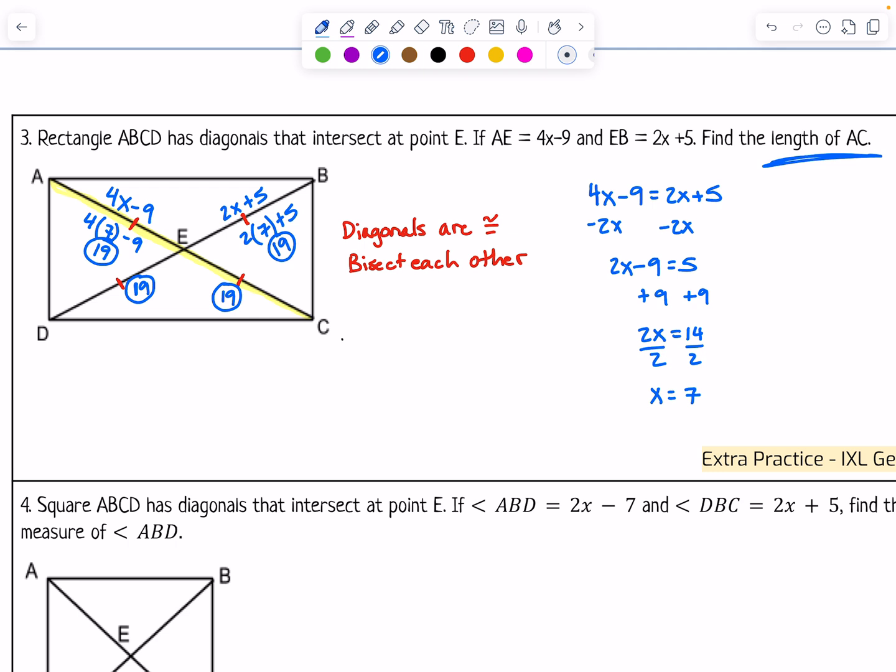But they want to know what AC is, which is a full diagonal length. So AC is either 2 times 19 or 19 plus 19, which would end up being a total of 38.